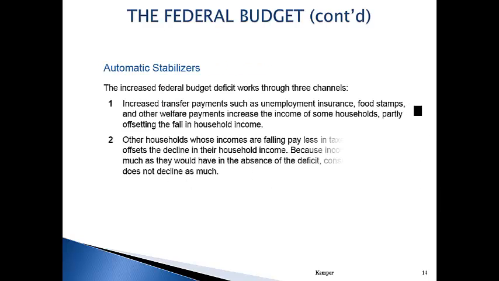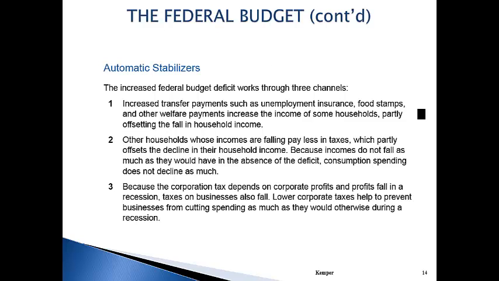This is just showing you how automatic stabilizers would work in the economy. I recommend you read this. It's just showing you how social programs could possibly lower the impact of a shock in the economy, an adverse shock in which GDP falls.